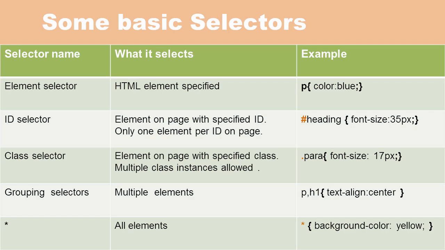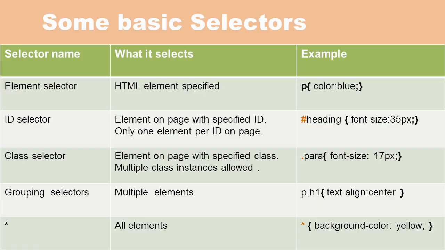Next, we've got the ID selector. The ID selector basically is used to select an element on the page that has a specific ID. The IDs are unique. You can only have one element per ID on a page. You can't use the same ID for multiple elements on the page. So ID selectors are unique and they are represented in the CSS by the hash symbol. So anywhere you see the hash symbol on a CSS sheet, you know that's referring to an ID selector.